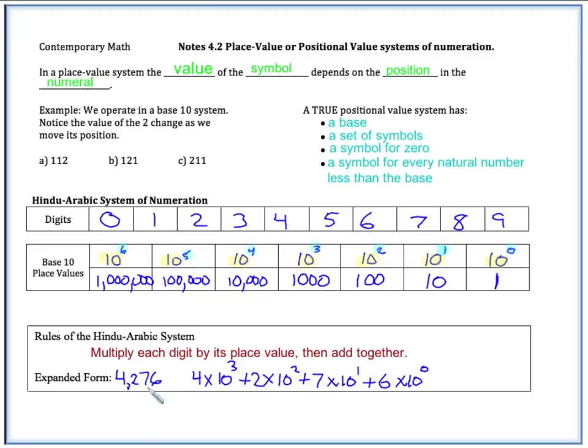We just match these up with the proper places and then multiply them by their place values. So this value is worth 1, this value is worth 10, this value is worth 100, and this value is worth 1,000. Another way you might see this is by actually expanding those place values: 4 times 1,000 plus 2 times 100 plus 7 times 10 plus 6 times 1. That is basic information on place value systems and the Hindu-Arabic system of numeration.